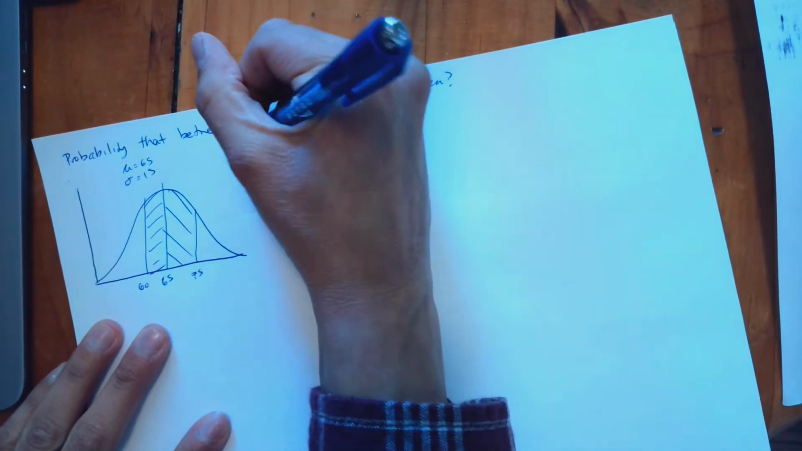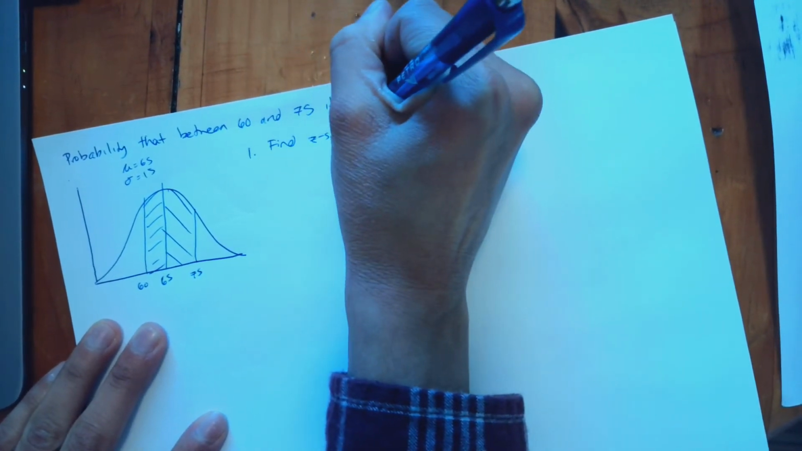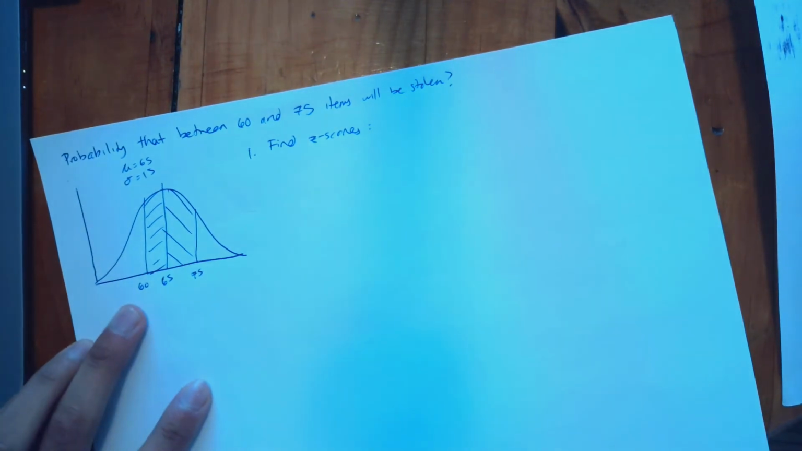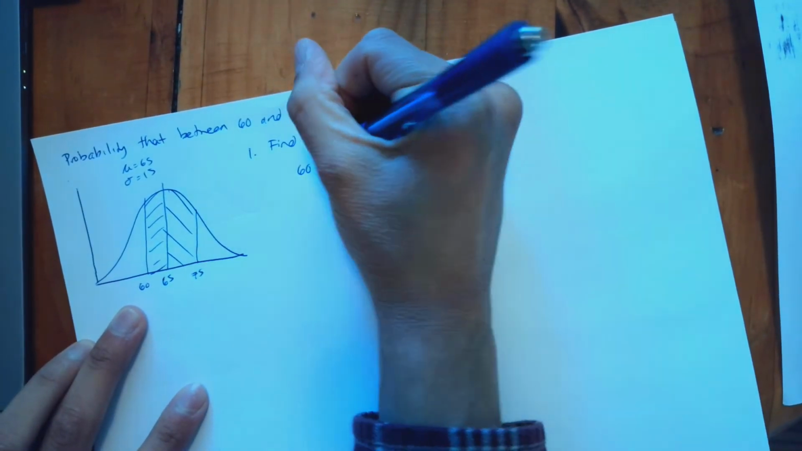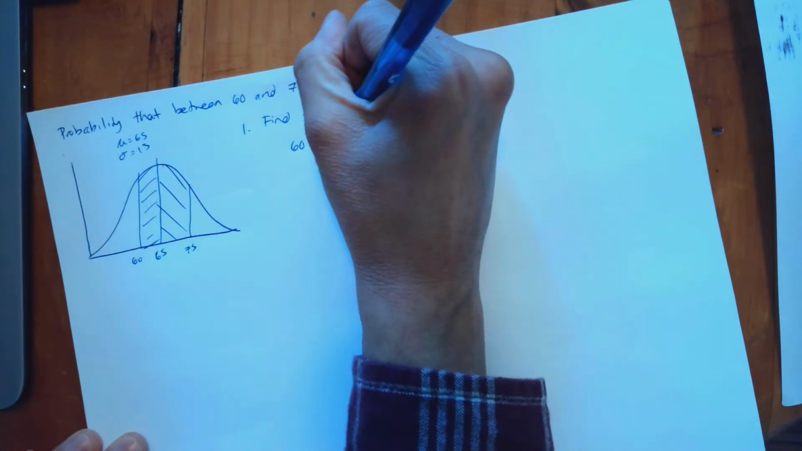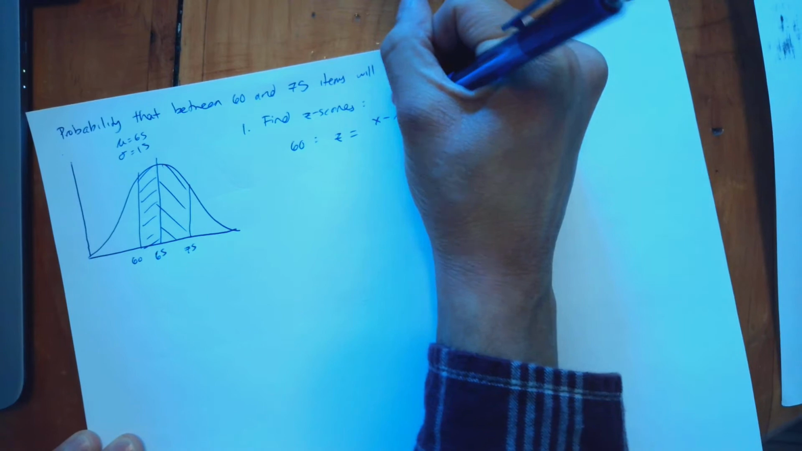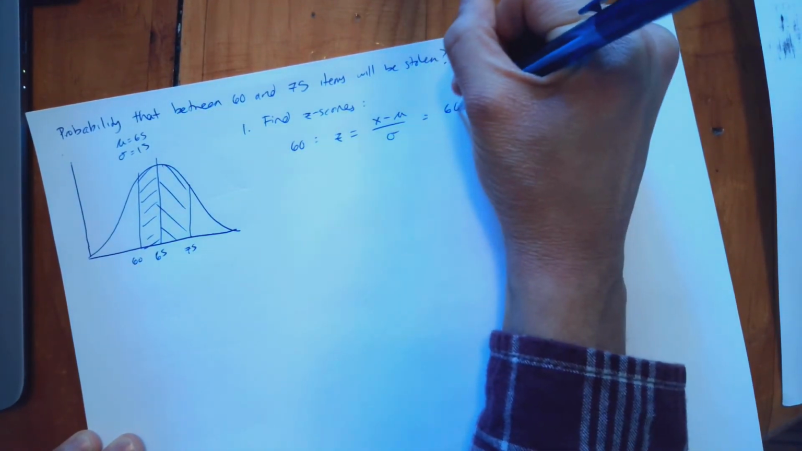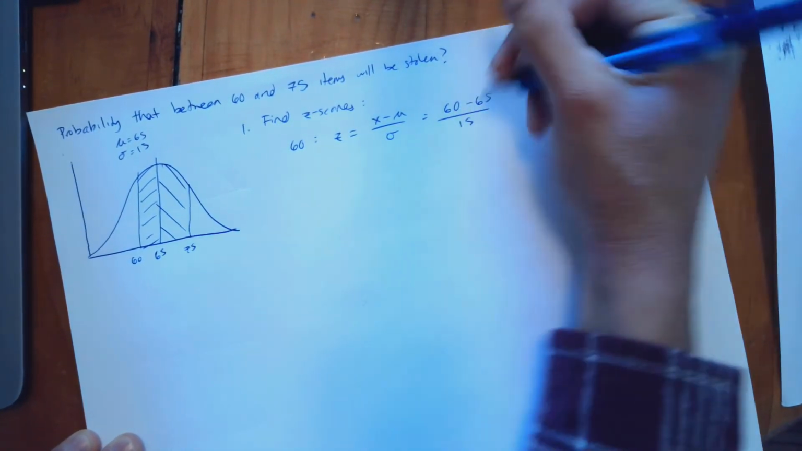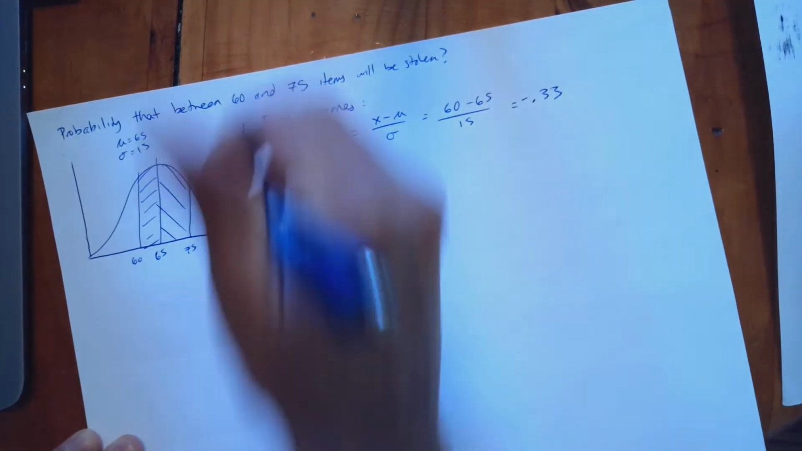Step 1, find z-scores. So here our numbers of interest are 60 and 75. So 60 is what I just did on the last one. Our z-score is going to be equal to, again, x minus mu over sigma, which comes out to 60 minus 65 over 15. And this is negative 0.33.